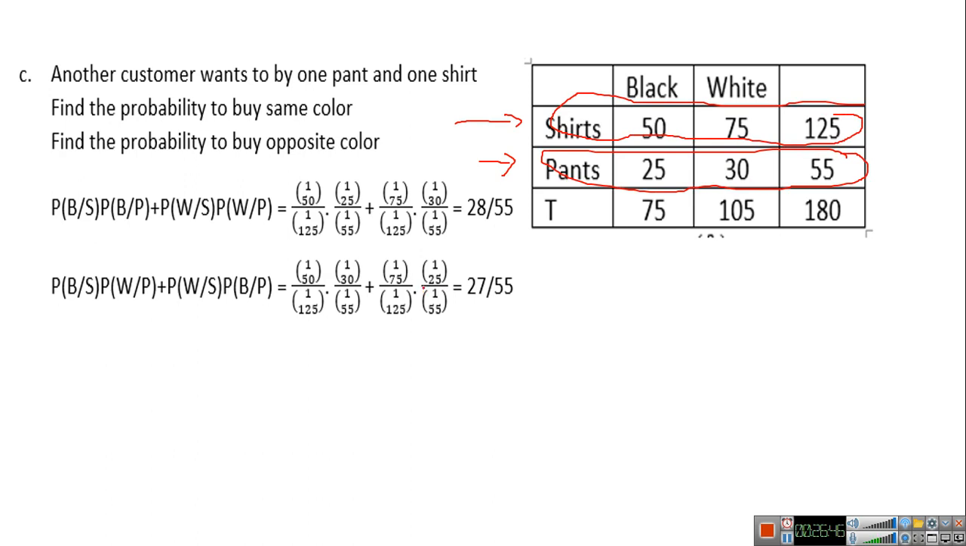What is the probability to buy the same color? Black knowing shirt and black knowing pants, or white knowing shirt times white knowing pants. Black knowing shirt, so 1 out of 50 over 1 out of 25. Black knowing pants, 1 out of 25 over 1 out of 55. You don't do it over.